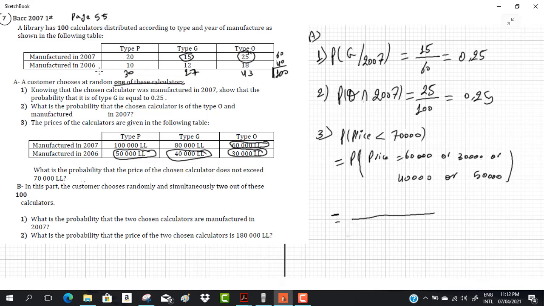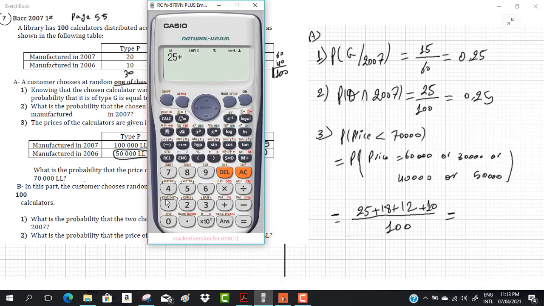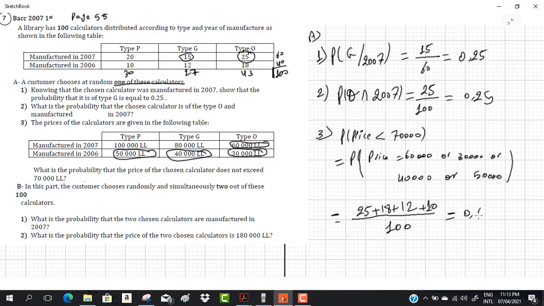60,000 هو O intersection 2007 هنا 25. 60,000 عددهم 25. 30,000 عددهم 18. 40,000 عددهم 12 وال 50,000 عددهم 10. Out of the total اللي هو هون 100 لأنه ما عندي conditional probability. هجمعهم على الكالكوليتر 25 plus 18 plus 12 plus 10 مفروض يطلع 65 divided by 100 بيطلع 0.65. هيدي بتكون خلصت part A.